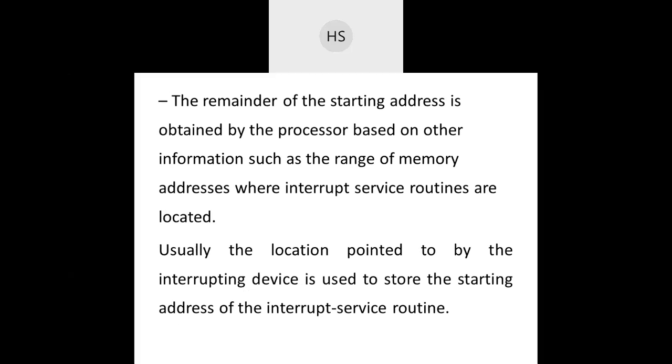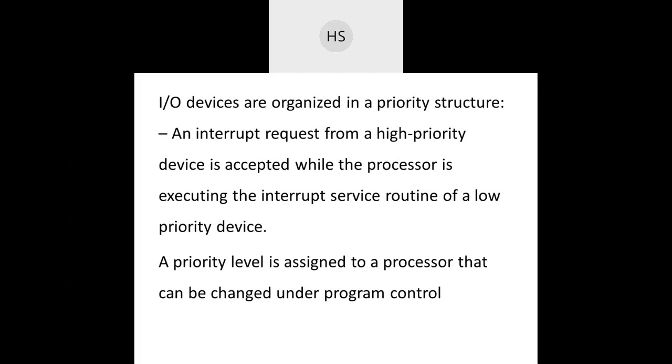The rest the processor will identify by the range of memory addresses of the interrupt service routine and the location. The location pointer used by the interrupting device stores the starting address of the ISR, the interrupt service routine. So then the IO devices are organized, that is done. So you identify now. Now you have n number of devices connected.